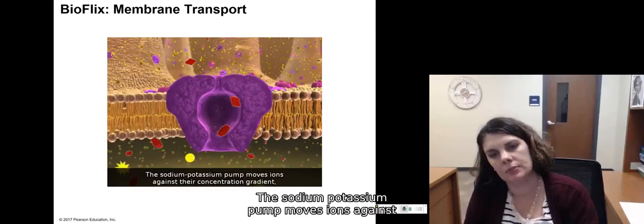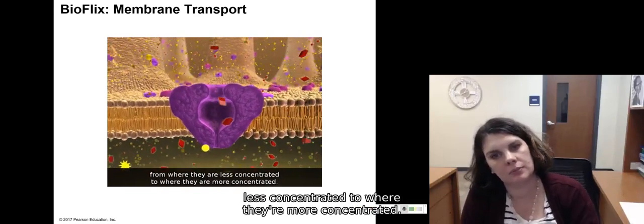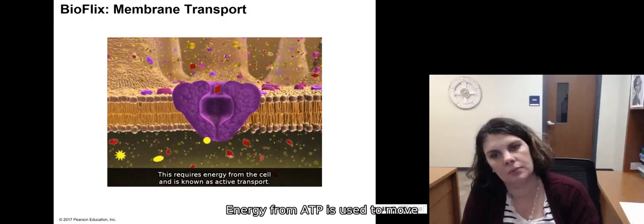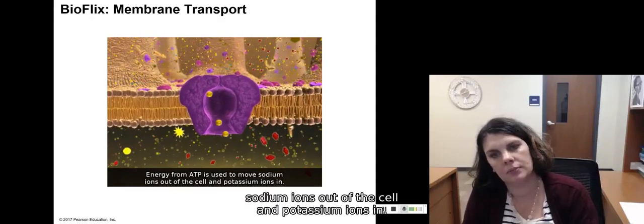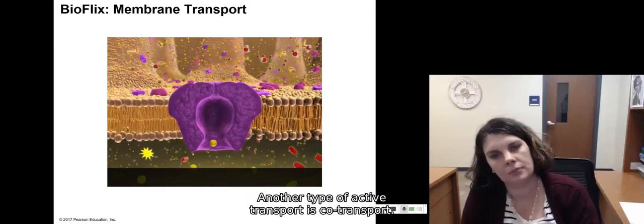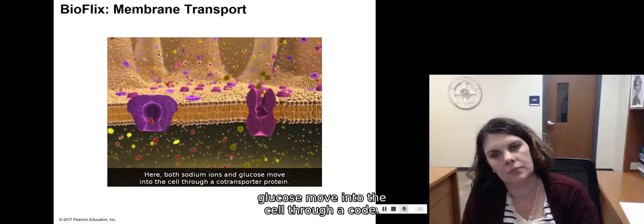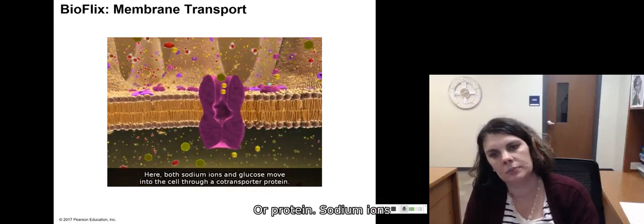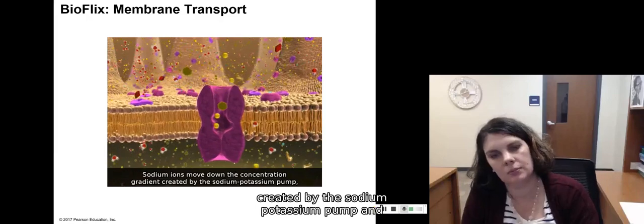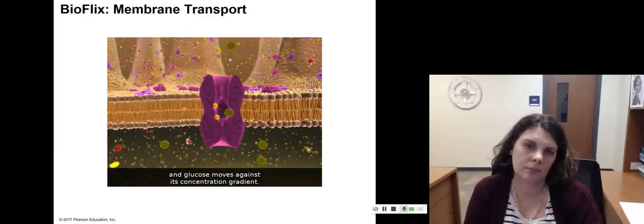The sodium-potassium pump moves ions against their concentration gradient, from where they are less concentrated to where they are more concentrated. This requires energy from the cell and is known as active transport. Energy from ATP is used to move sodium ions out of the cell and potassium ions in. Another type of active transport is co-transport. Here, both sodium ions and glucose move into the cell through a co-transporter protein. Sodium ions move down the concentration gradient created by the sodium-potassium pump, and glucose moves against its concentration gradient.